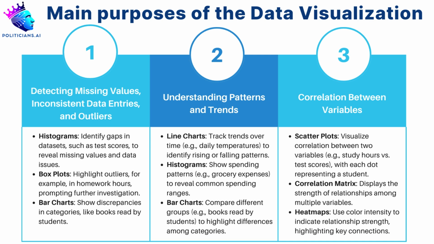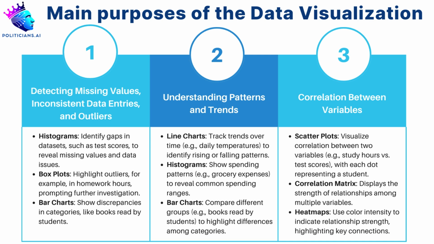graphs. 1. Detecting missing values, inconsistent data entries, and outliers. One of the first things we need to do when visualizing data is to make sure there are no errors in it. Before diving into how we visualize these errors, let's first understand what each of these terms means. Missing values occur when information is absent in the dataset. For example, if we're collecting students' test scores, and one student's score is blank, that's a missing value. It's important to detect these because we need complete data to perform an accurate analysis.